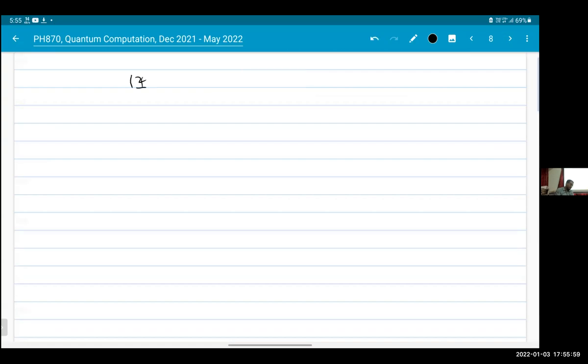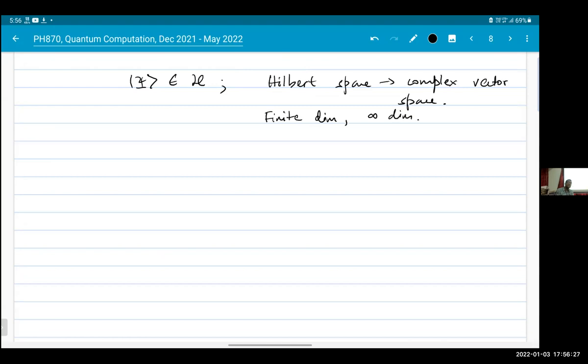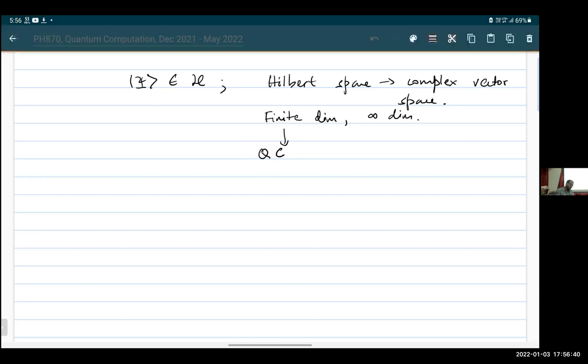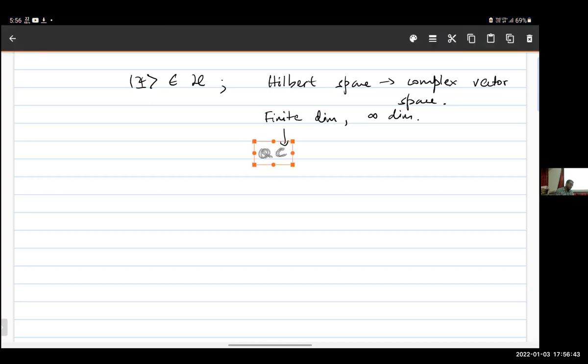Okay, so we have these states. These states are vectors, right? They're vectors in a Hilbert space. And what is this Hilbert space? It's a complex vector space. Okay? It can either be finite dimensional or infinite dimensional. But in quantum computation, we will deal almost exclusively with finite dimensional Hilbert spaces. So you can rest easy in that regard.